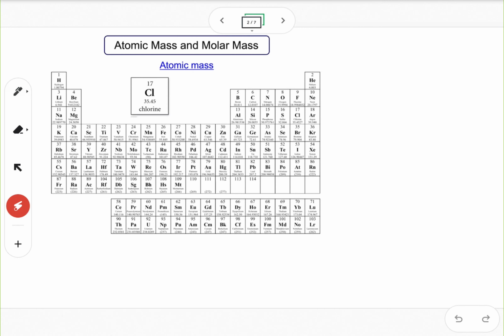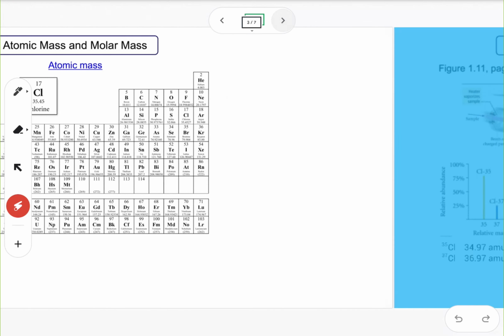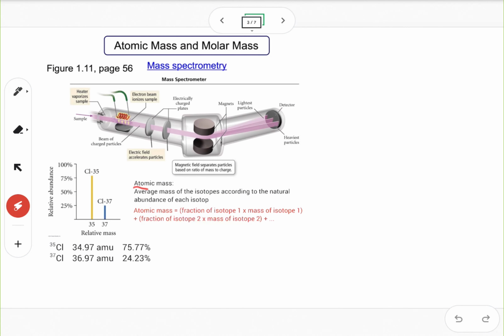Okay, so how do we get the atomic mass? Before we talk about the calculation, we do have to define it. Atomic mass is defined as the average mass of the isotopes according to the natural abundance of each isotope. In other words, you do have to have the information regarding the natural abundance of those isotopes in order to do the calculation. So how do we get the natural abundance? Well, you have to use mass spec.